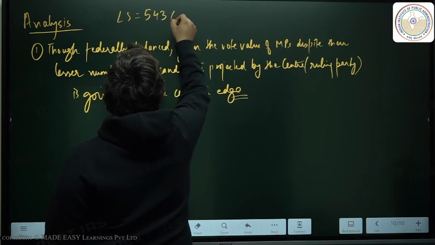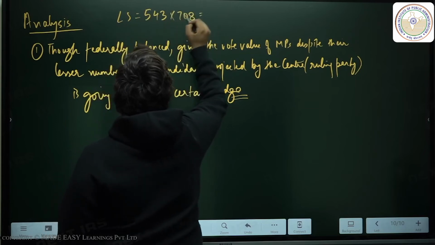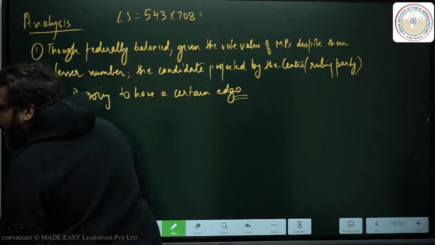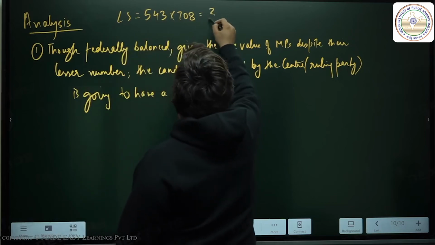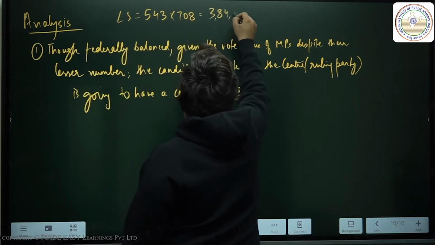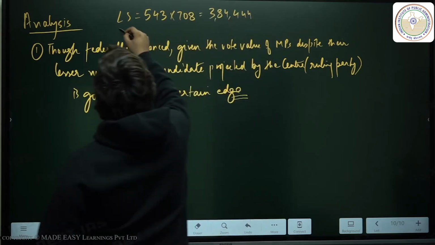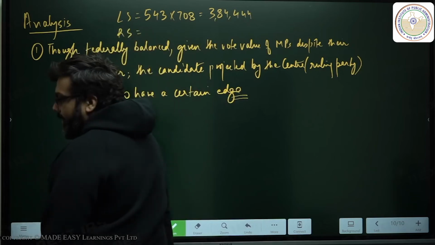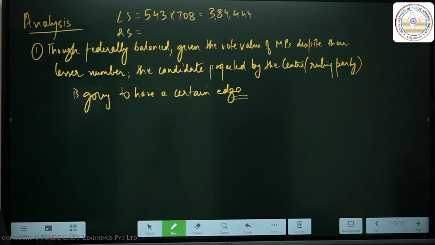543 MPs, votes being counted 708 times. This is about 3,84,444. And the second highest vote value is Rajya Sabha, right?